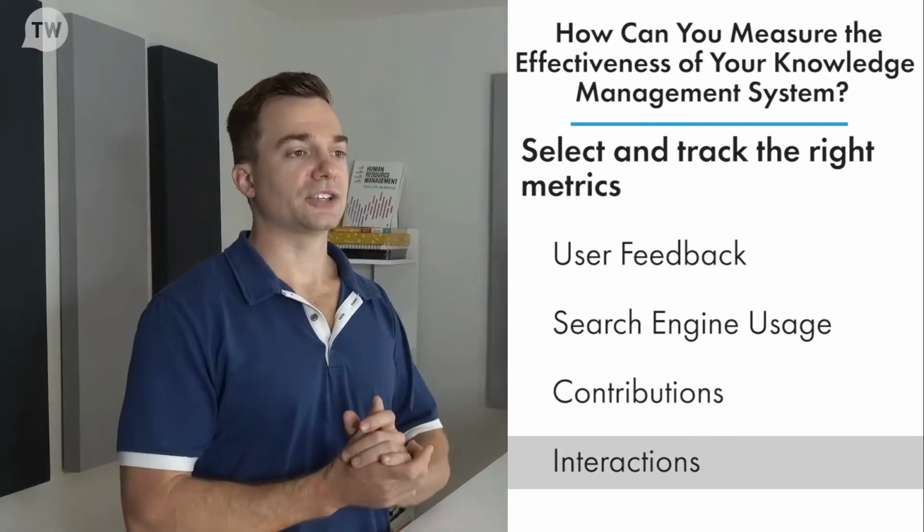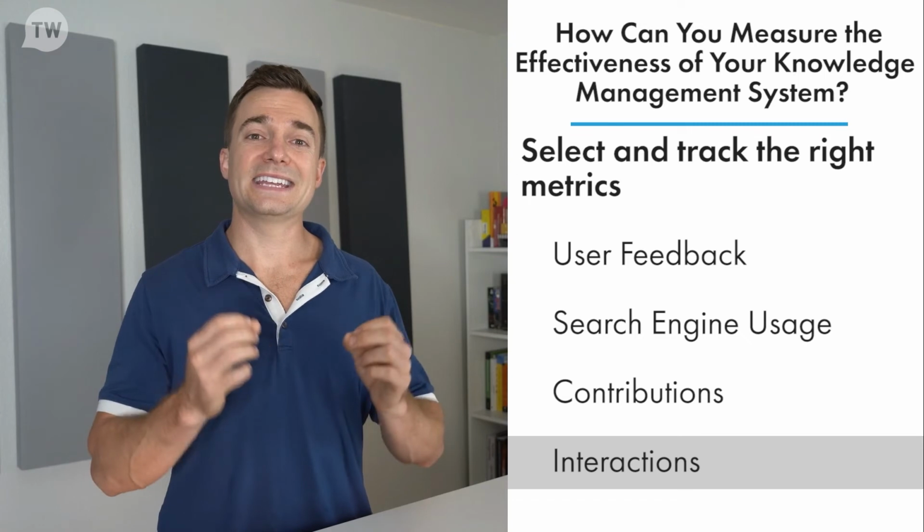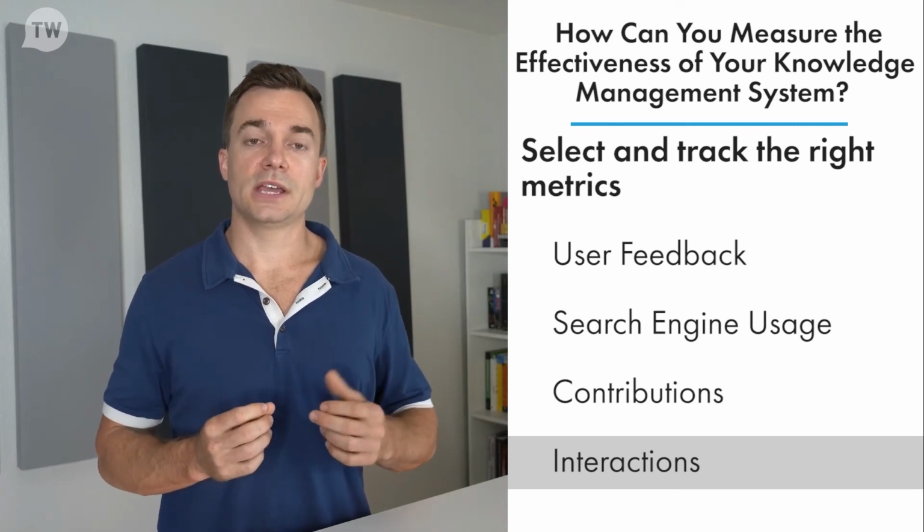And then we have interactions. A high number of interactions on knowledge-based articles and posts indicate a high level of interest. And if interactions are low, well, you can gather feedback from employees to determine why that's the case. And you can then encourage employees to interact with the content that they find interesting and useful.